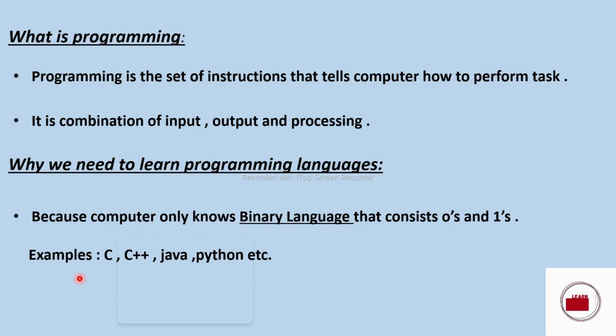According to the language, we use a compiler, assembler or interpreter to convert that source code into machine code. So we will see what the low and high level languages are and what a compiler, assembler and interpreter are in a different video.